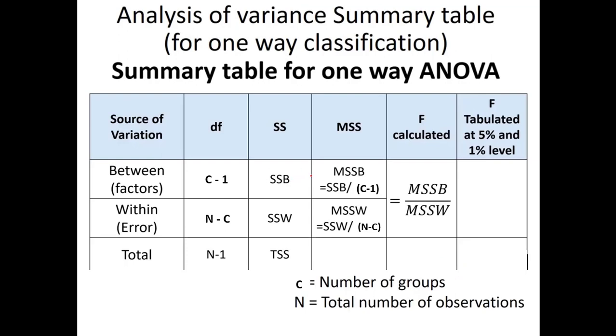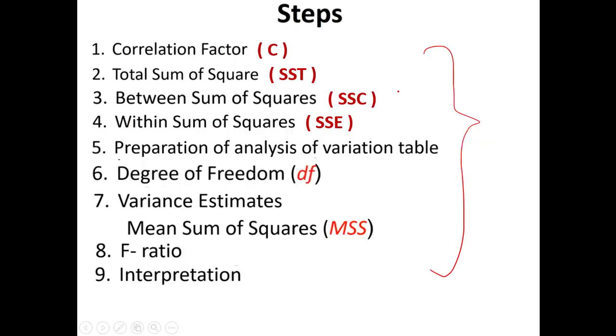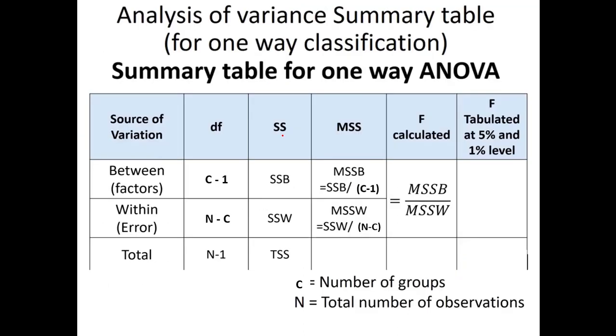Before starting our problem, I just wanted to show you this summary table. So we are going to create this summary table at this fifth point. This fifth point is preparation of analysis of variation table. Variation table means this table we are going to solve. Here we are going to consider these values, and with this F value we are going to conclude. So let's try to solve the problem.